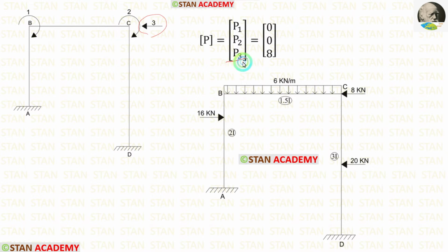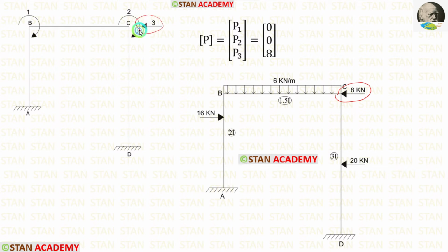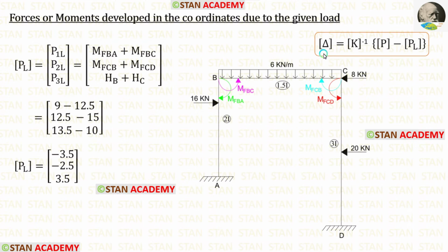To find P3, we have to check the points B and C if there are any horizontal loads. In the point B, there is no load, but in the point C, we have a load 8 kilonewton. This load is acting towards the left side. Our coordinate is also acting towards the left side. Since this load is acting in the coordinate direction, it will be positive.